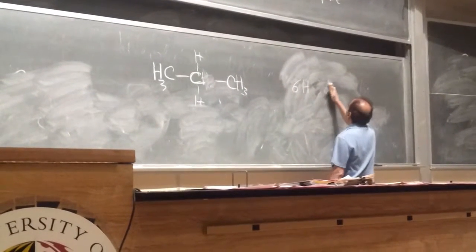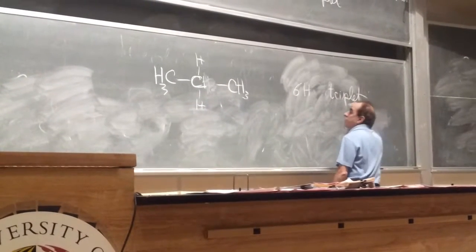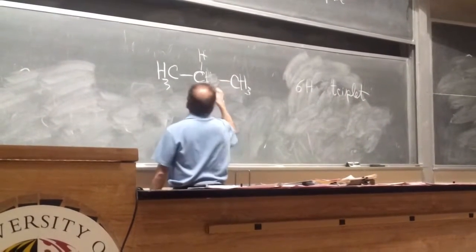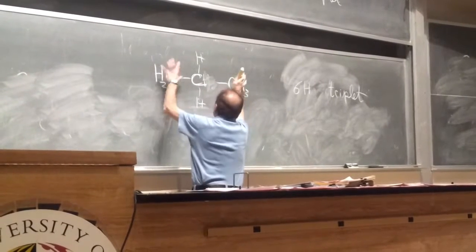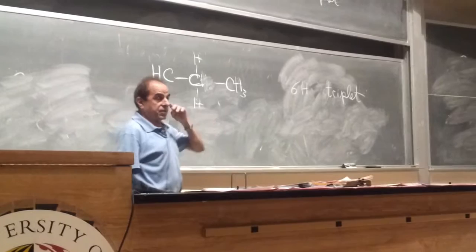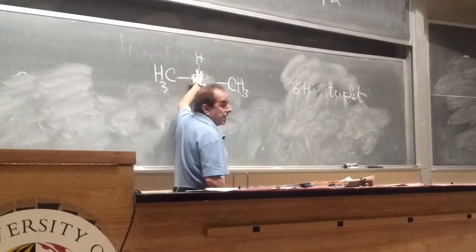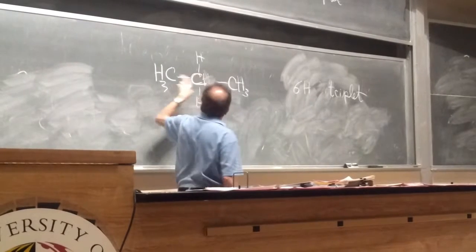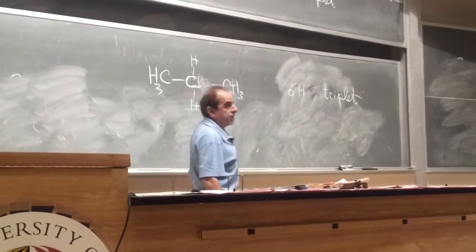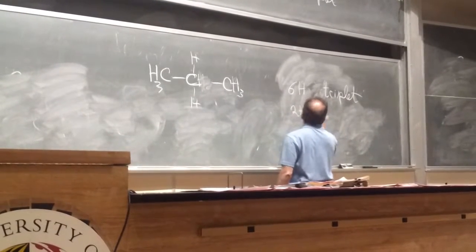I'm sorry, triplet? Why triplet? N plus 1. 2 plus 1 is 3. 6 hydrogens as a triplet. For chemical shifts of these things, you can always use the table. But these 2 hydrogens would have 6 plus 1, so that would be a septet. Alright? So that would be 2 hydrogens. That would be a septet.